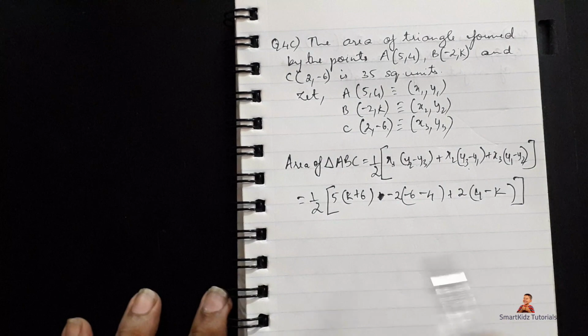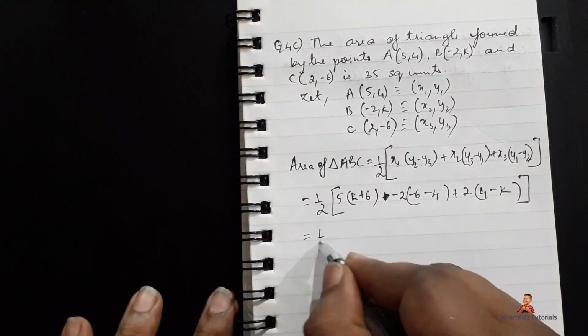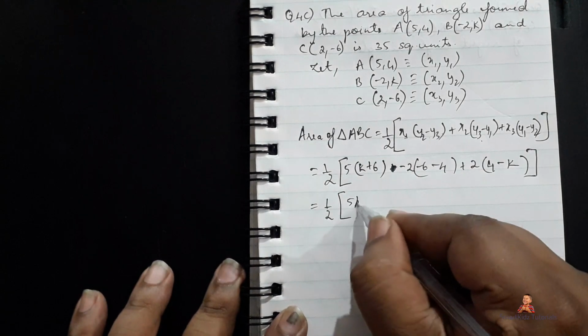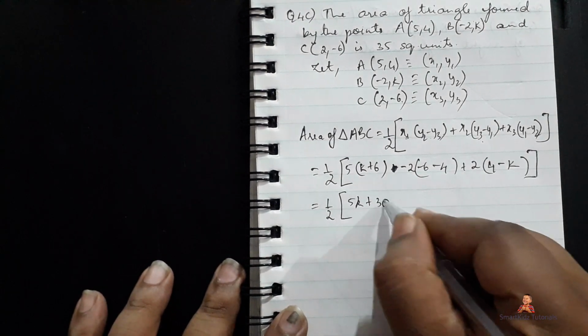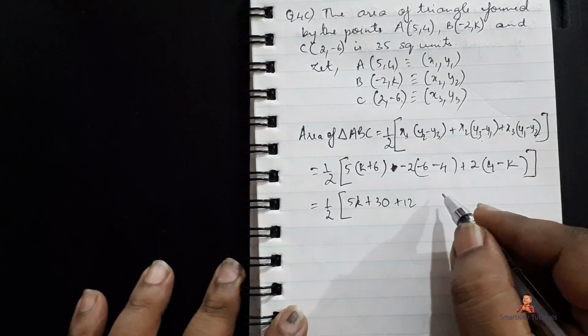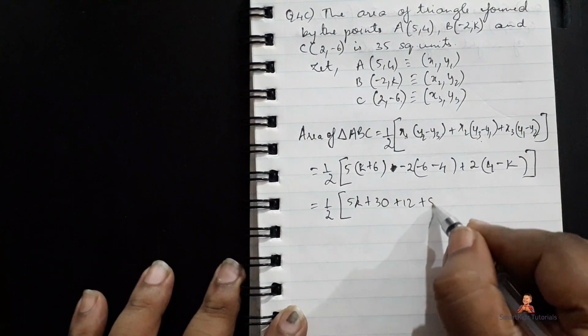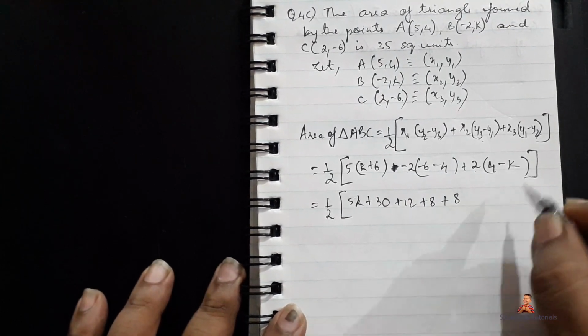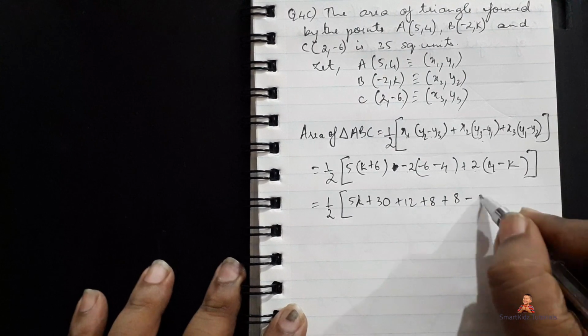That's it. So now we need to open these brackets up, so equal to half, and we have 5 into k, 5k, plus 5 into 6, positive 30, minus 2 into minus 6 gives us positive 12, minus 2 into positive 8 gives us minus 16. You can even add them up. 2 into 4 gives us positive 8, 2 into minus 2k gives minus 2k.